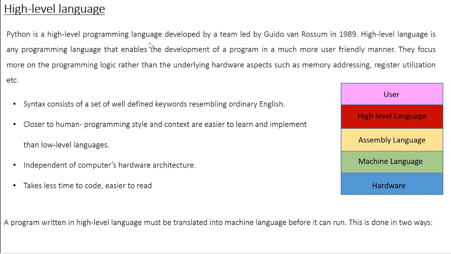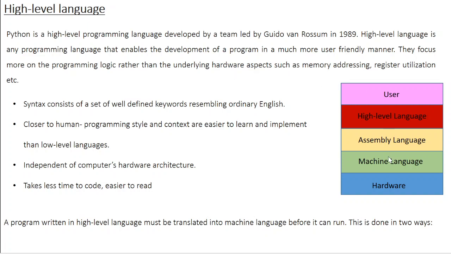Python is a high-level programming language developed by a team led by Guido van Rossum in 1989. Now, before going into the details of Python, let's first understand what is a high-level language. A high-level language is any programming language that enables the development of a program in a much more user-friendly manner. And high-level programming languages usually focus more on the programming logic rather than the underlying hardware aspects.